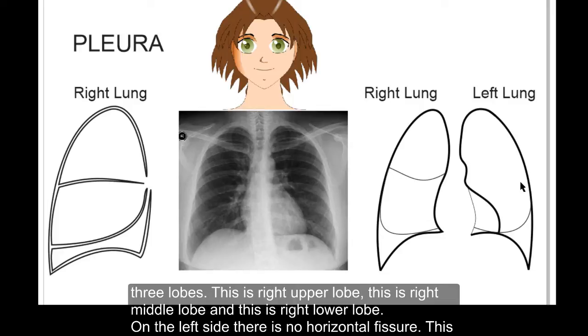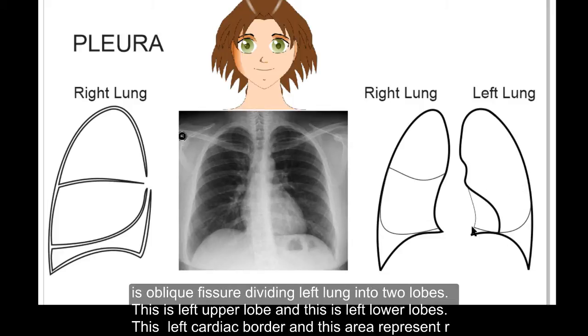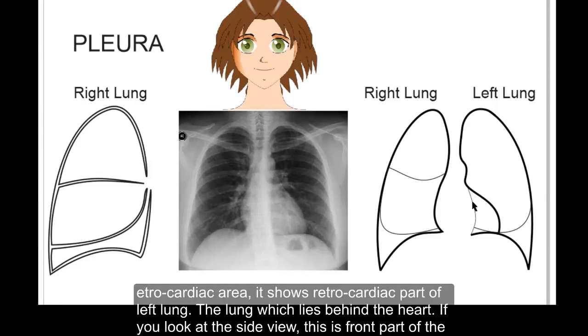And on the left, there is no horizontal fissure, so this is the oblique fissure. So this is the left upper lobe and this is the left lower lobe. This line represents the retrocardiac area. This is the left heart border, which is this, and this is the retrocardiac lung, which is visible from behind the heart.